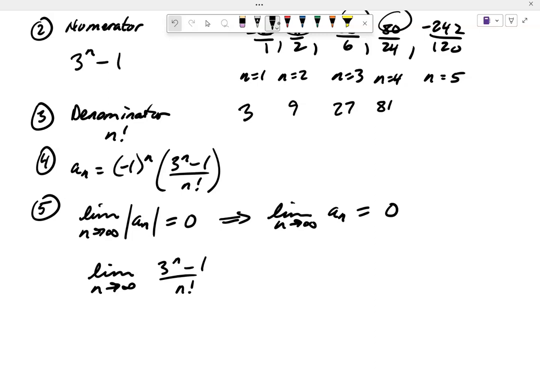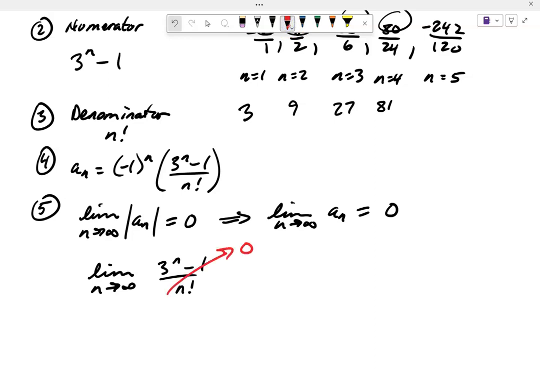Now, there's no way to apply L'Hopital's. We've got infinity over infinity, but we can't take the derivative of n factorial, that's the problem. There's no rule for that. And so we're just going to have to examine this inductively for a minute. Does this go to 0? And it actually does go to 0.